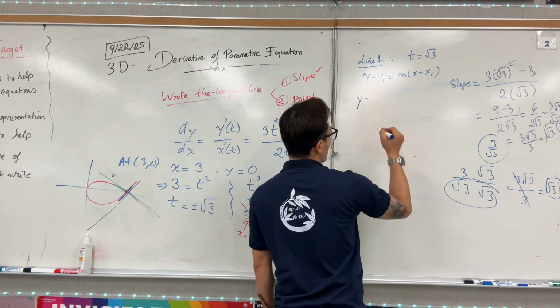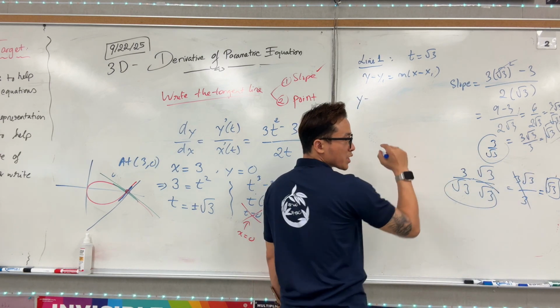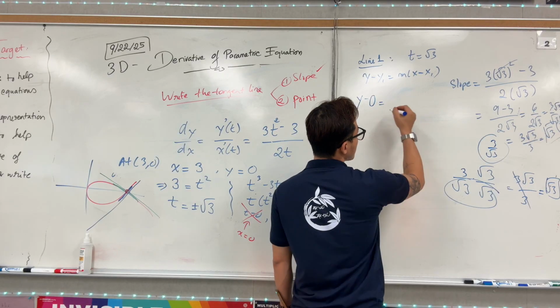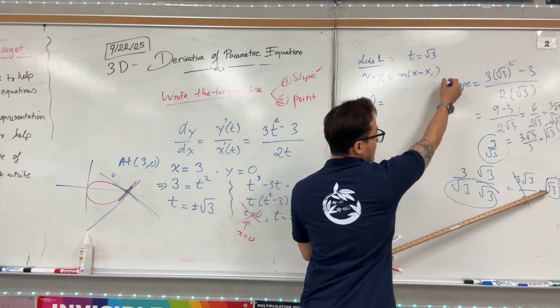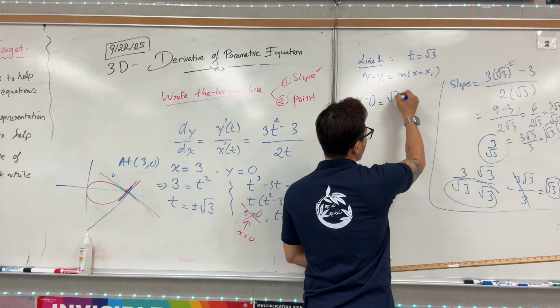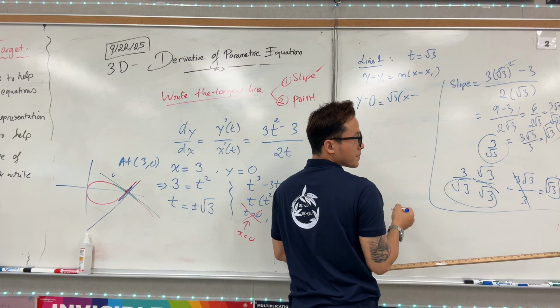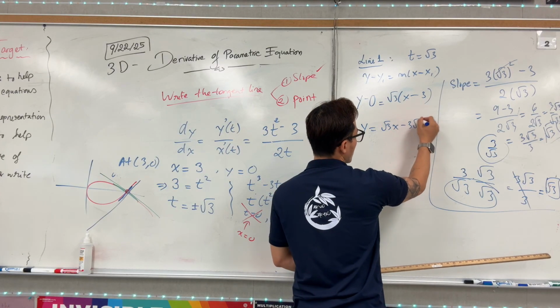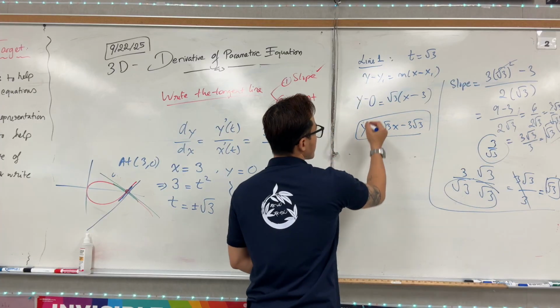y minus y1. What is y1? What is the point? 0. Very good. What is the slope? The slope is square root of 3. So square root of 3 times x minus 3. y equal to square root of 3 x minus 3 square root of 3. That's your first line.